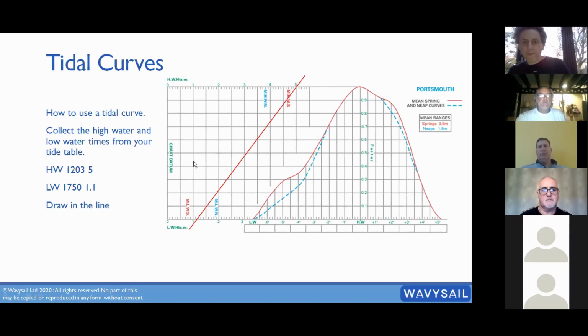Okay, so what do we do? We took our low water height at 1.1, and we took our high water at 5. We just drew a line between them. High water at the top there, low water at the bottom for that day, and that's given information for us. That comes straight out of the tide tables. 5 meters at the top, 1.1 at the bottom. That comes straight out of the tide tables, and we just draw a line between them. And you see it actually says high water heights in meters, low water heights in meters.